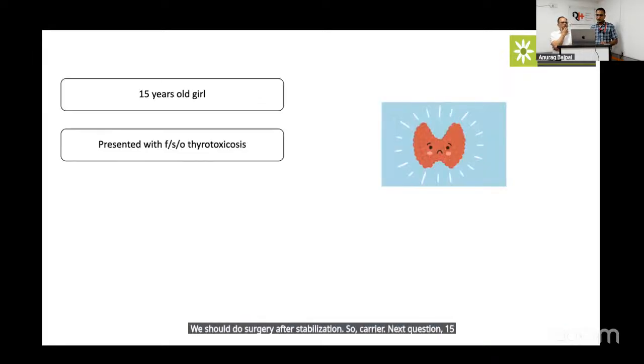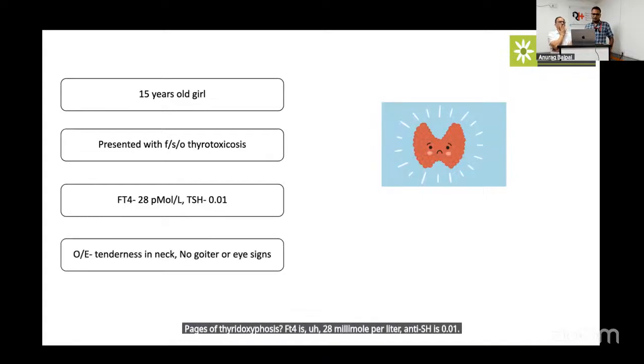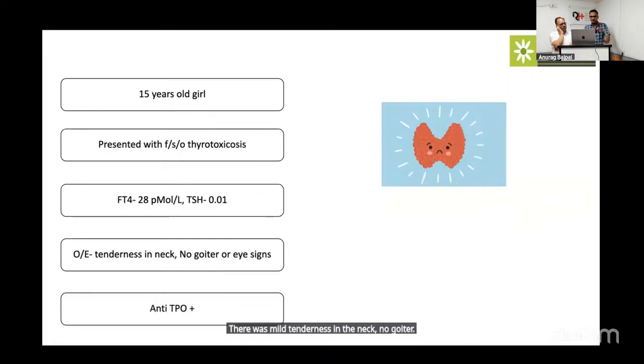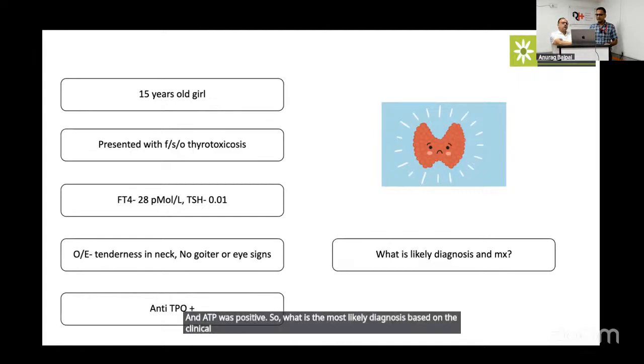A 15 years old girl, features of thyrotoxicosis. FT4 is 28 picomole per liter and TSH is 0.01. There was mild tenderness in the neck, no goiter, no eye signs, and anti-TPO was positive. So, what is the most likely diagnosis based on the clinical features and examination?